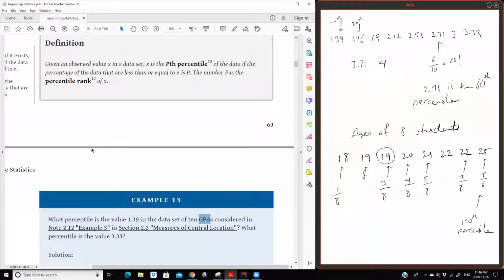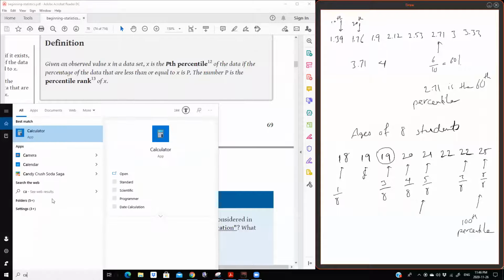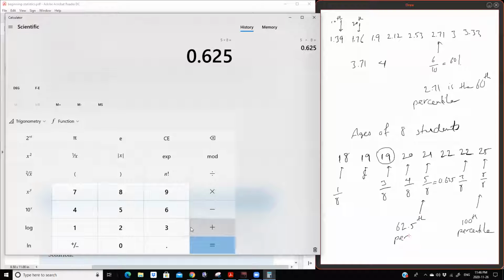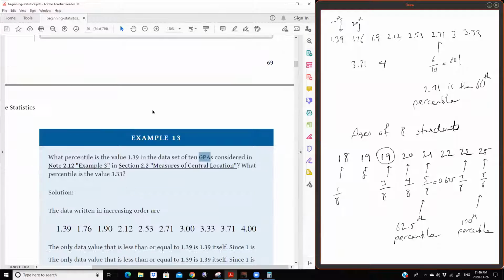Make sense? Or this number here, if I divide 5 by 8, so this is equal to 0.625. So this is the 62.5th percentile. Is it clear?